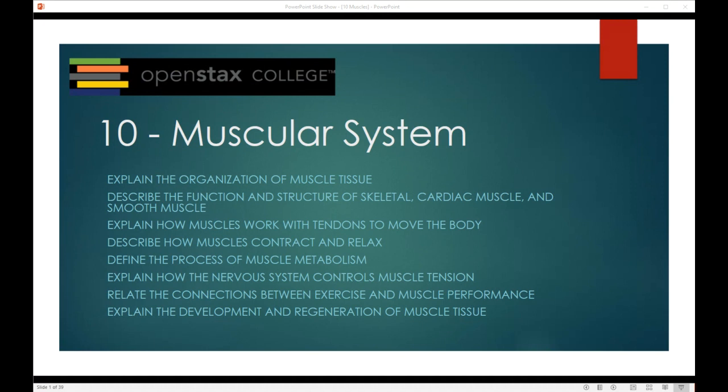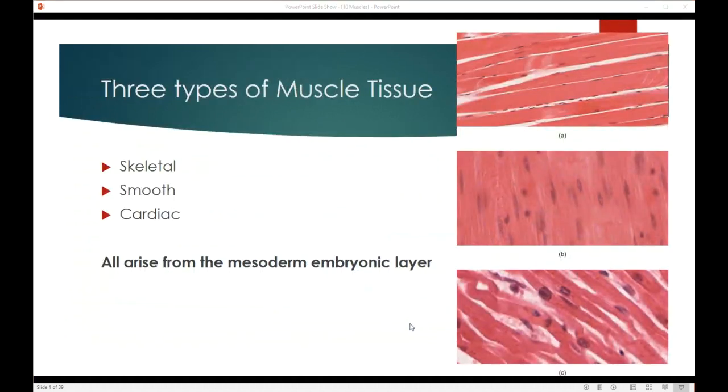We're going to define the process of muscle metabolism. We're going to explain how the nervous system controls muscle tension. We're going to relate the connections between exercise and muscle performance, and we're going to explain the development and the regeneration of muscular tissue. So there's three types of muscular tissue.